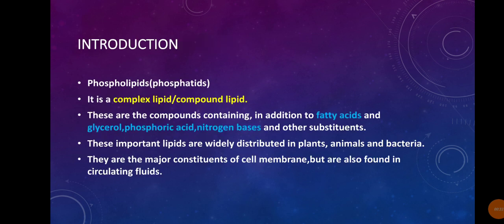Getting into the introduction, phospholipids, also known as phosphatids, are complex or compound lipids. These are compounds containing, in addition to fatty acids and glycerol, phosphoric acid, nitrogen bases, and other substituents. These important lipids are widely distributed in plants, animals, and bacteria. They are the major constituents of cell membrane but are also found in circulating fluids.